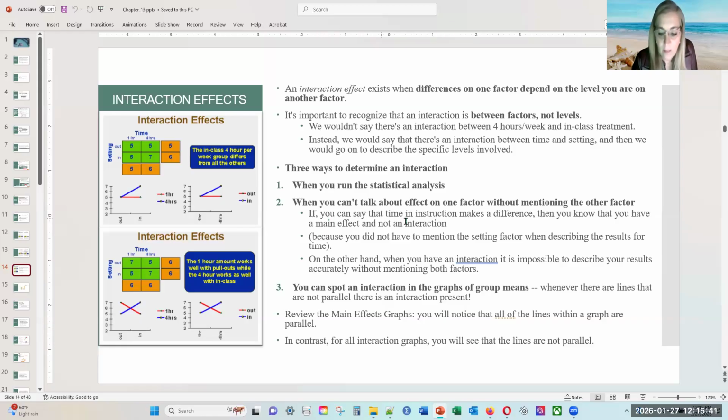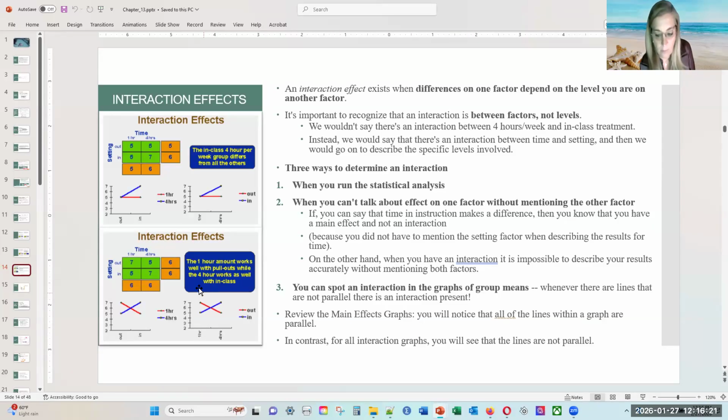So if you can say that time in instruction makes a difference, then you know that you have a main effect and not an interaction, because you did not have to mention the setting factor when describing the results for the time. On the other hand, when you have an interaction, it's impossible to describe the results accurately without mentioning both factors. Also, you could tell if you have an interaction if you can spot it after graphing the group means. So whenever there are lines that are not parallel, there is an interaction present usually.